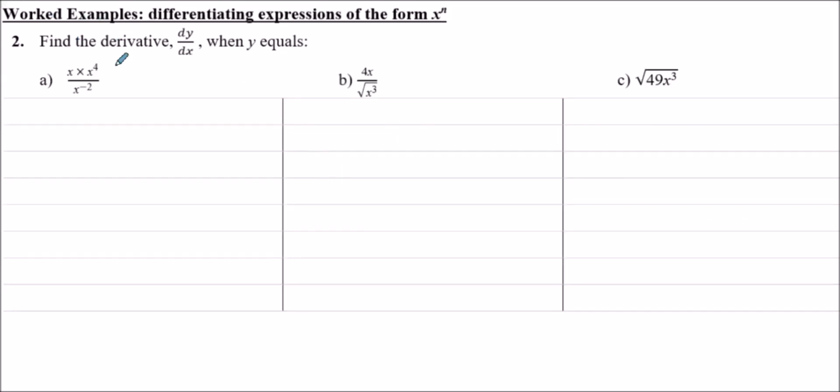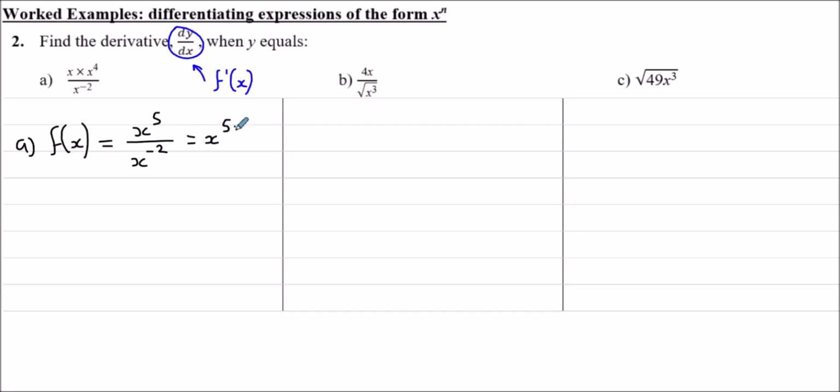Slightly harder, now we're saying the derivative is dy by dx, which is exactly the same as saying we're going to be finding f dashed of x. It's one and the same thing. So yet again here for part A, we need to neaten up our f of x. So x times x to the power 4 is x to the power 5, and x to the power minus 2, again, we can just subtract the powers using the laws of indices. When we're dividing indices with the same base, we subtract the powers. So we have x to the power 5 minus minus 2, which is x to the power 7.